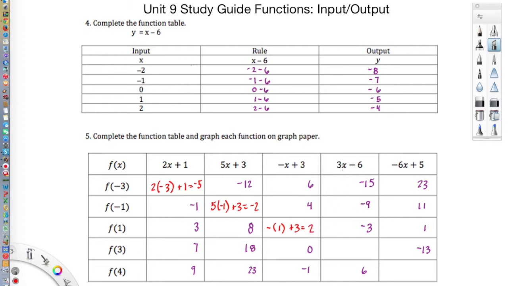And now I have this next function, 3x minus 6. So I have 3, and my value for x is going to be 3 minus 6 is equal to, well, 3 times 3 is 9. 9 minus 6 is 3. Then my next function is a -6x plus 5. Okay, my value for x is going to be 4. So I have a -6 times a 4 plus 5. Well, a -6 times 4 is going to be a -24. Okay, and then -24 plus 5 is going to be a -19.